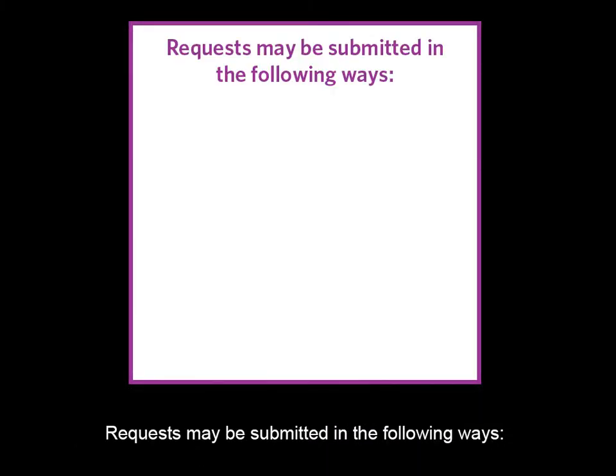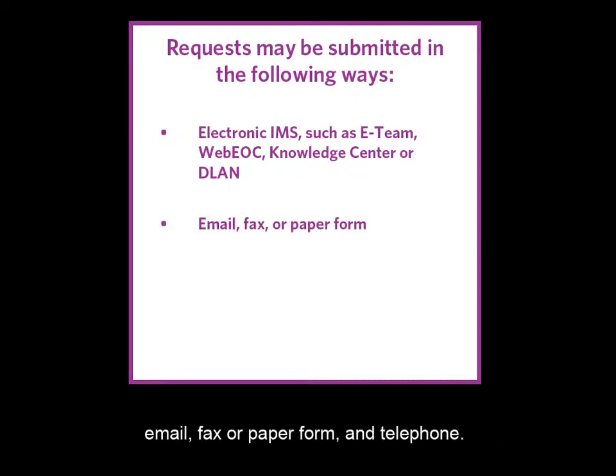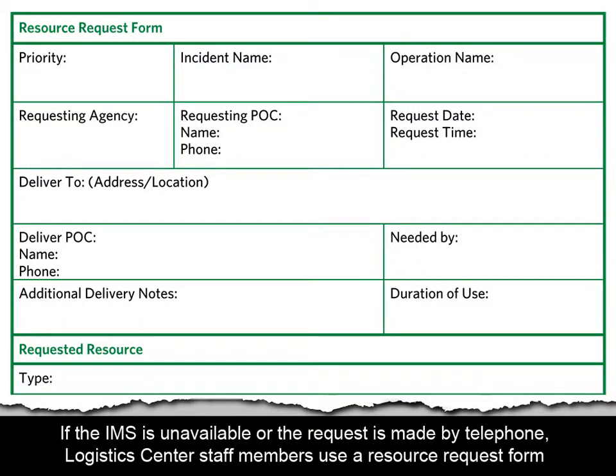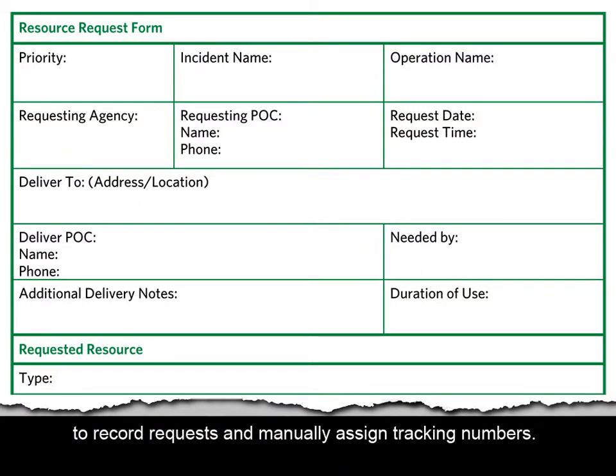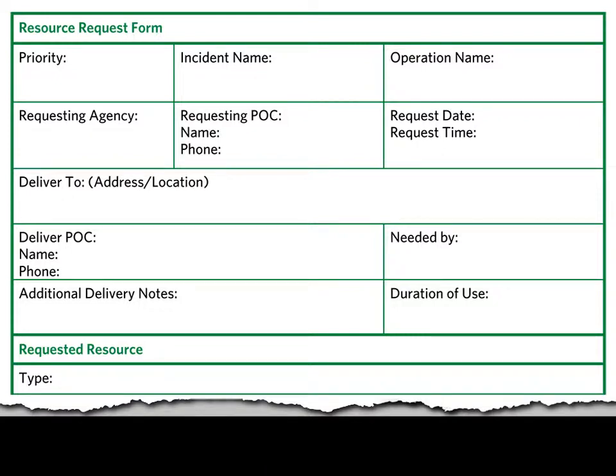Requests may be submitted in the following ways: electronic IMS, such as eTeam, Web EOC, Knowledge Center, or DLAN; email; fax or paper form; and telephone. If the IMS is unavailable or the request is made by telephone, Logistics Center staff members use a resource request form to record requests and manually assign tracking numbers. All requests must then be entered into the IMS once it becomes available.